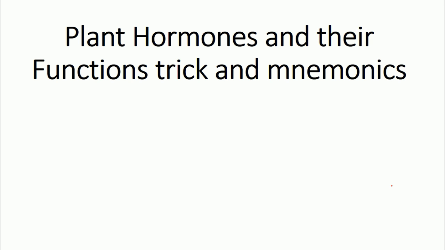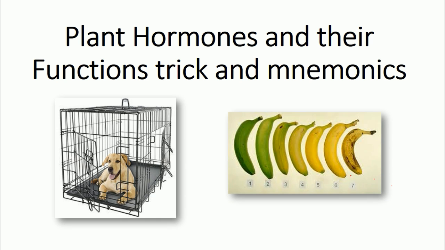To remember plant hormones, you need to know only a few things, and the first thing that you need to know here is this: a cage where an old aged dog is present, and the second thing, some ripe fruit. It's kind of weird, the dog and ripe banana, but still it's a cage with an aged dog and ripe banana. So if you know these two things, you can get to know the plant hormones within 5 minutes. So let's see how we can remember.